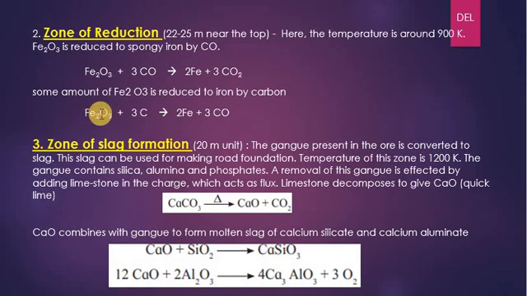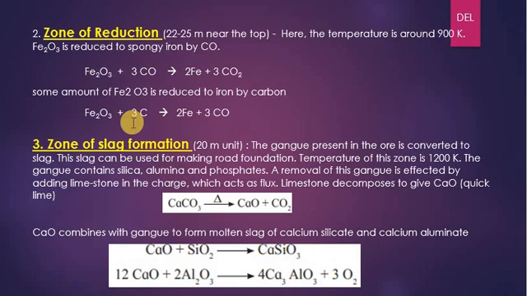Now the zone of reduction, where the temperature is 900 Kelvin. Here the carbon monoxide is going to reduce the iron oxide into iron.